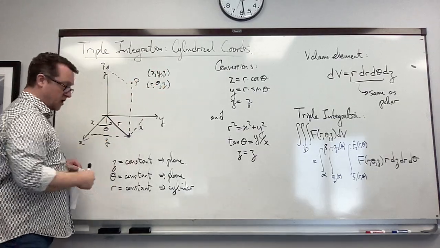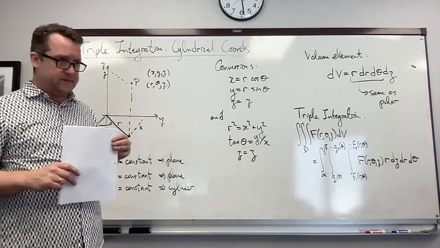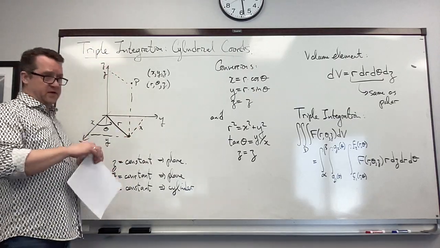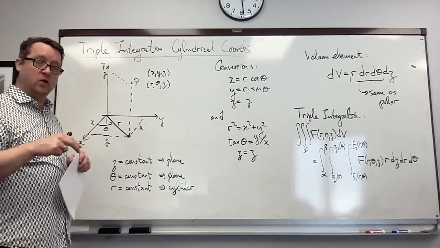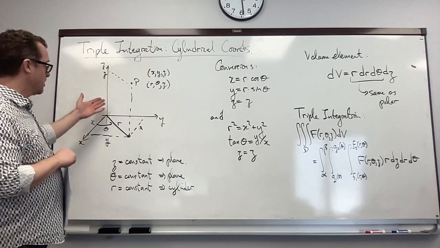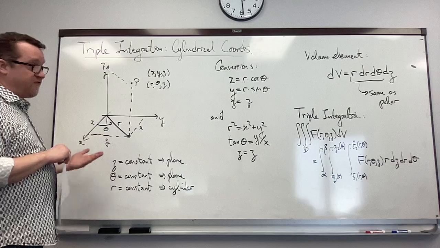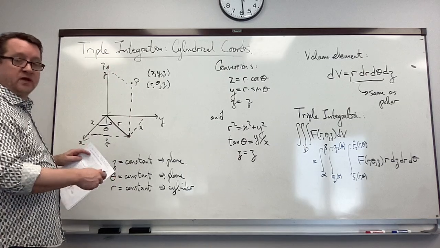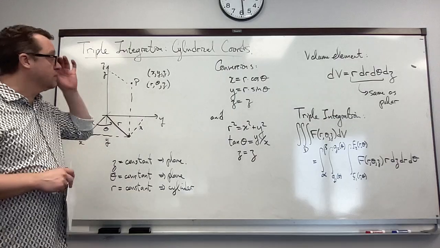What is r equals a constant? We've used this before. If we said the surface r equals 4, in the xy plane, if this was polar coordinates, that would be a circle of radius 4. But when we're talking about 3D and cylindrical coordinates, r equals 4 would be a cylinder of radius 4, parallel to the z-axis. Okay, all right, that's cool.